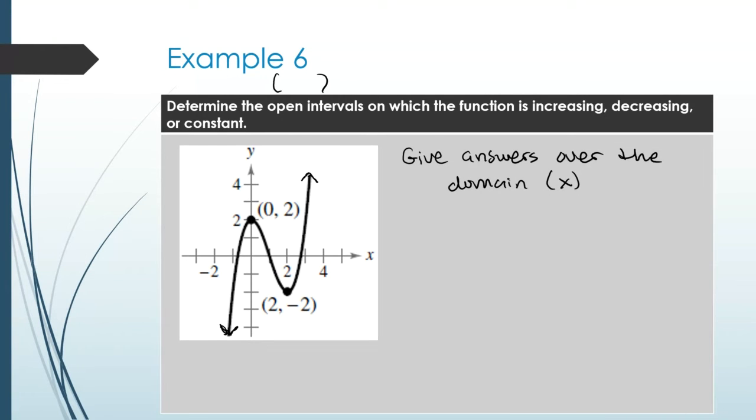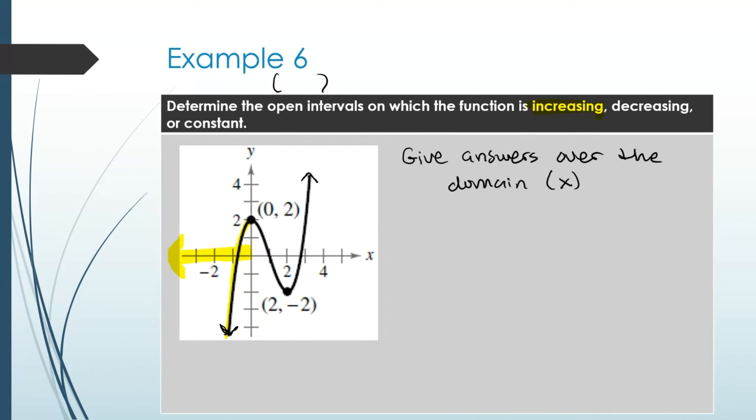So I'm going to do different colors for increasing, decreasing, and constant. I'm going to do increasing here in yellow. That means if I move from left to right, I'm going up. So I have this increasing part over here. When I translate that to the domain, it is all numbers that are less than 0 or equal to 0 there, but we want open intervals. So those are all spots where I'm increasing.